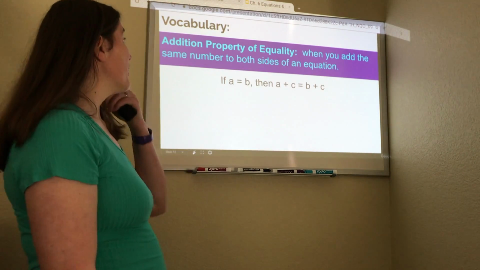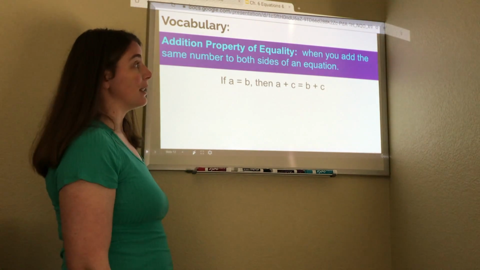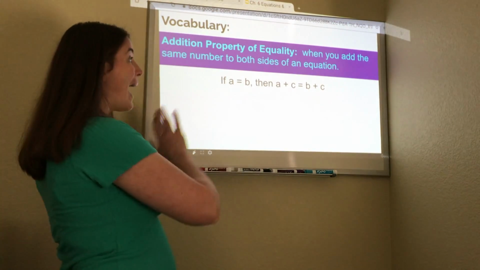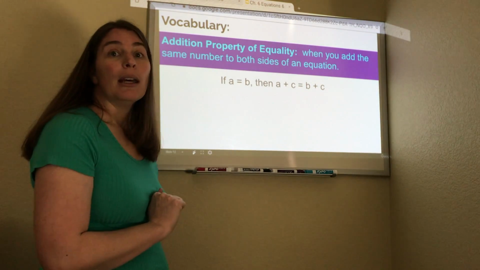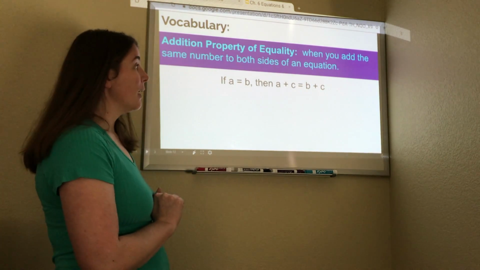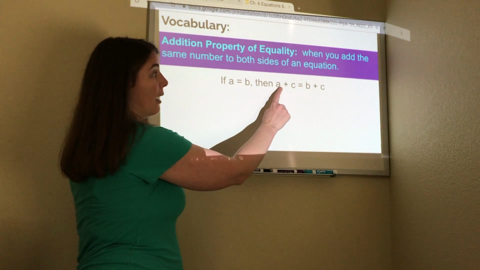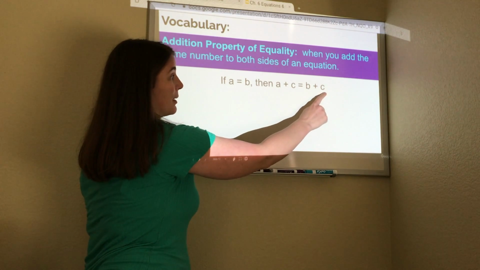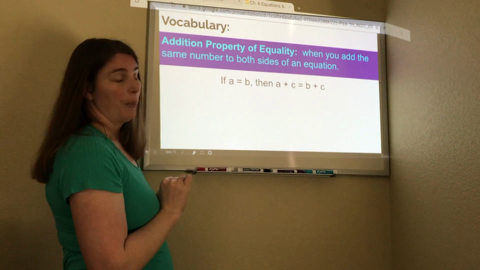Our vocabulary today, we're going to be talking about the addition property of equality. That is when you add the same number to both sides of the equation, it will be equal, okay? So in this case, if A equals B, then A plus C equals B plus C. So all I did was I added C to both sides, okay?